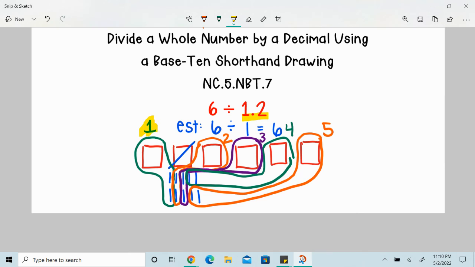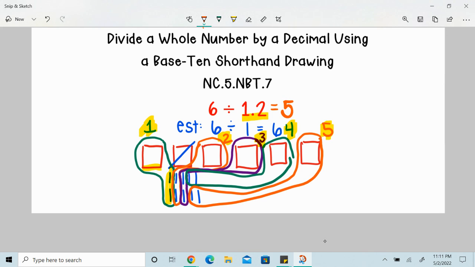So again, I was able to make 1, 2, 3, 4, 5 groups. Each group has one whole and 2/10 in the group. And so I know that I have successfully divided 6 into groups of 1 and 2/10. And I can see that there are 5 groups. So this lets me know that 6 divided by 1 and 2/10 is equal to 5.